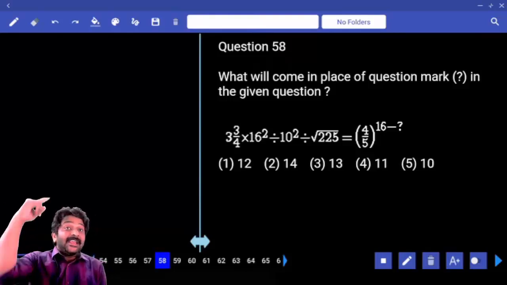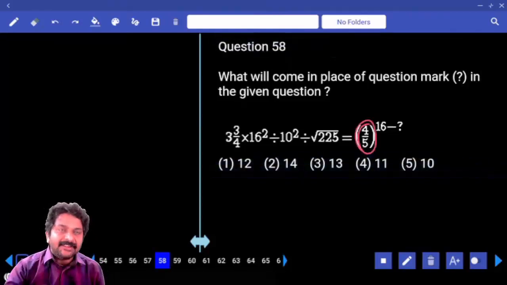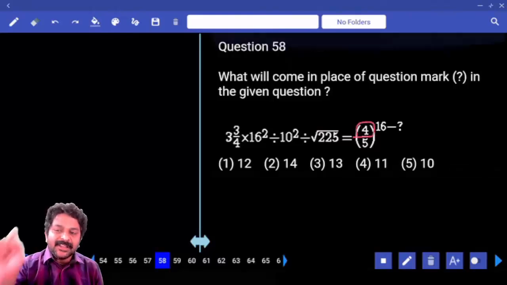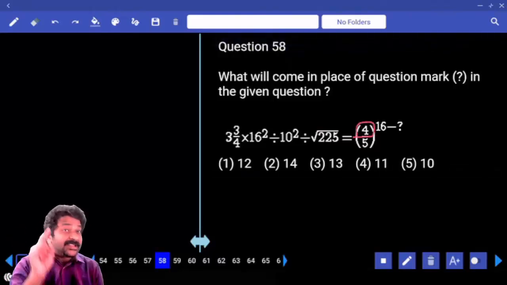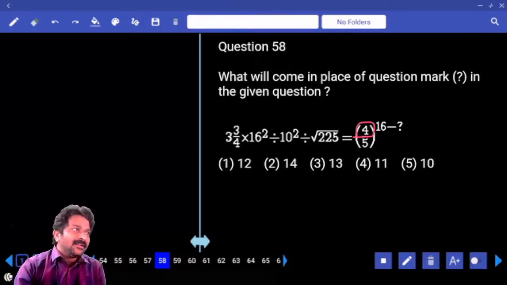Right hand side in exponent, correct? Now what is the value that we have in right hand side? 4 by? That means whatever the exponent that you get for 4, the same exponent you will get even for 5 also. Am I right? That is already given there.